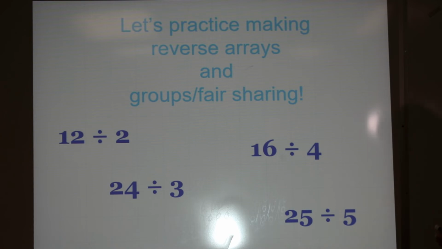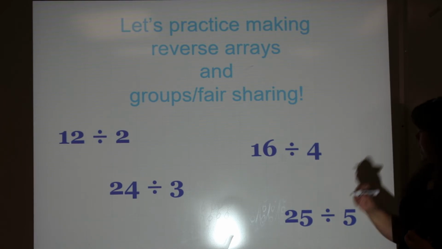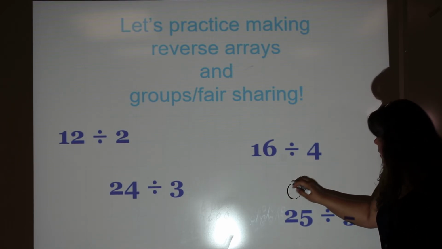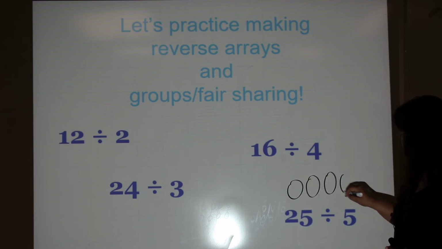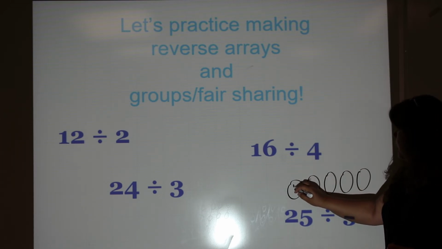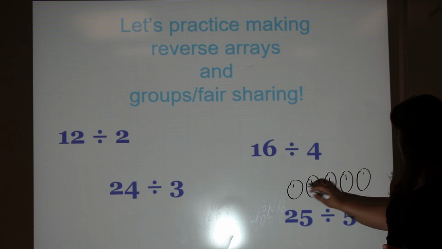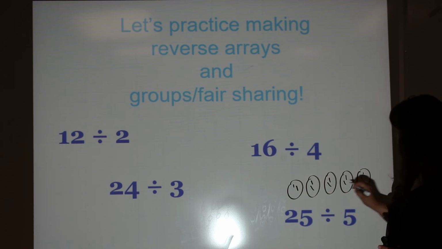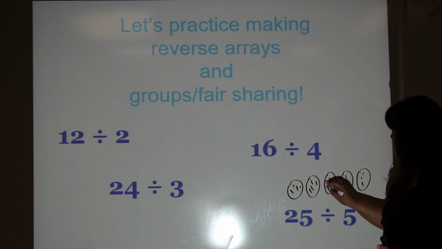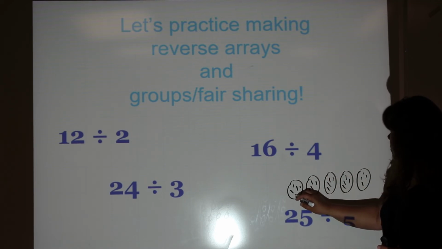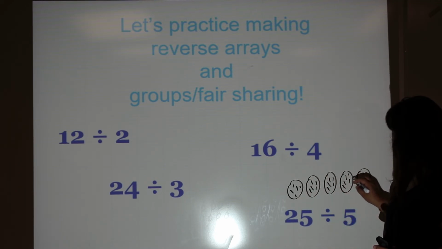Oh, we have one more. 25 divided by 5. Let's see. I think I'll do this one with fair sharing. 1, 2, 3, 4, 5. Then I count out the dots: 1, 2, 3, 4, 5, 6, 7, 8, 9, 10, 11, 12, 13, 14, 15, 16, 17, 18, 19, 20, 21, 22, 23, 24, 25.